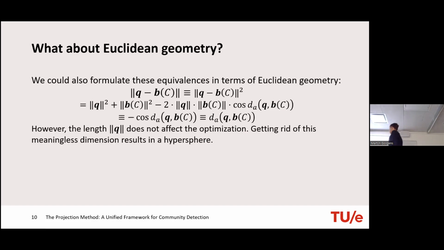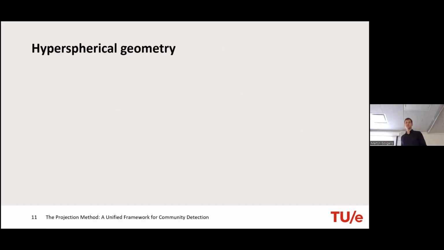But the reason that we are working in hyperspherical geometry instead of Euclidean geometry is that in Euclidean geometry you have the length of the vector, which does not affect the optimization over clusterings at all. So the length of this vector q is completely meaningless. And if we take the Euclidean space modulo the length of each vector, then what you get is automatically a hyperspherical geometry. And so that's the reason that we consider hyperspherical geometry.